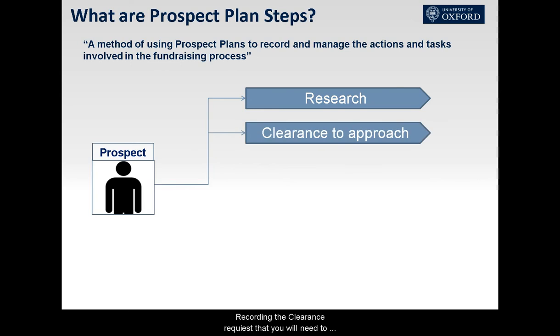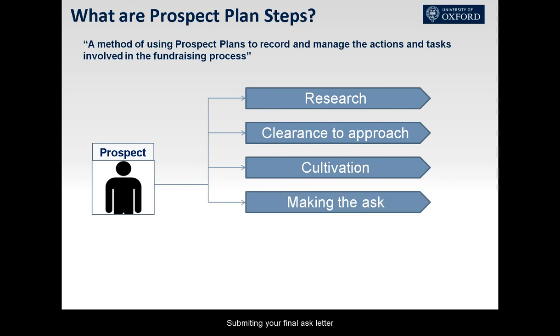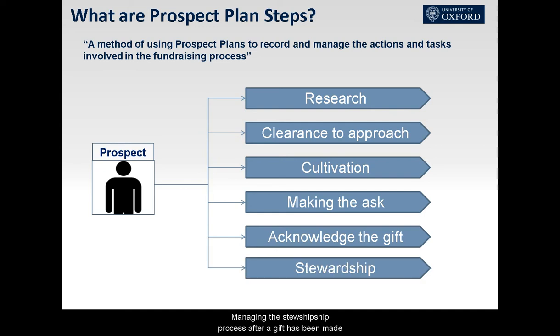You might want to record the fact that you've submitted a clearance request. Once you begin to cultivate your prospect, you might want to record activities such as event invites you sent them, meetings that you're arranging, or any publications or correspondence that you've sent to them. You might also want to record the fact that you've sent your constituent an ask letter. Or once you've received your gift, you might want to ensure that a thank you letter is sent. And from that point you could use the prospect plan to manage further stewardship activities.